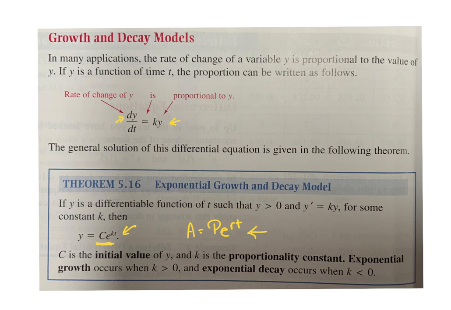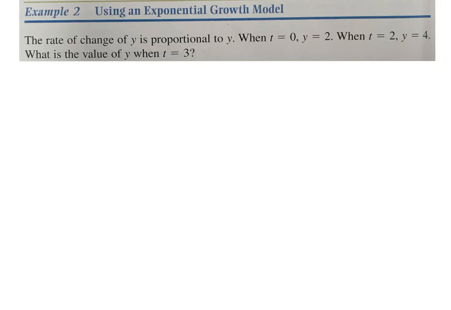All right, and so this should seem very much familiar, like we did in pre-cal. So the first one, they give us the rate of change y is proportional to y when t equals 0 and y equals 2. When t is 2, y is 4. What's the value of y when t equals 3? Now, before this, in pre-cal world, we'd have set up ratios and solved, right? But they want us to actually set up a growth model. All right, so if they specifically say I want a growth model, then you're actually going to need to figure out what k is to go forward.